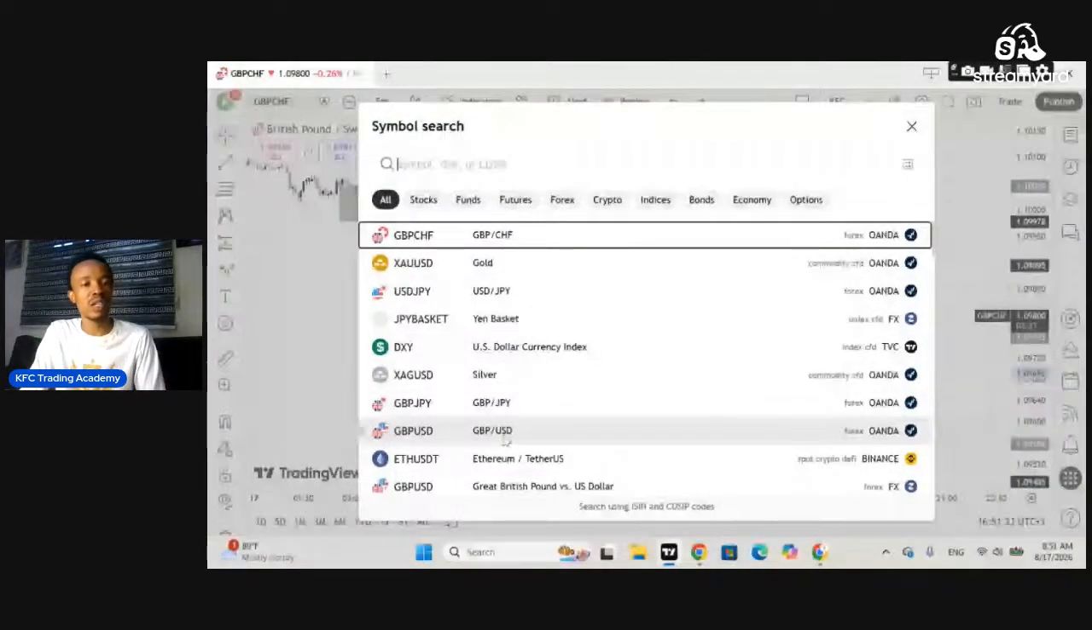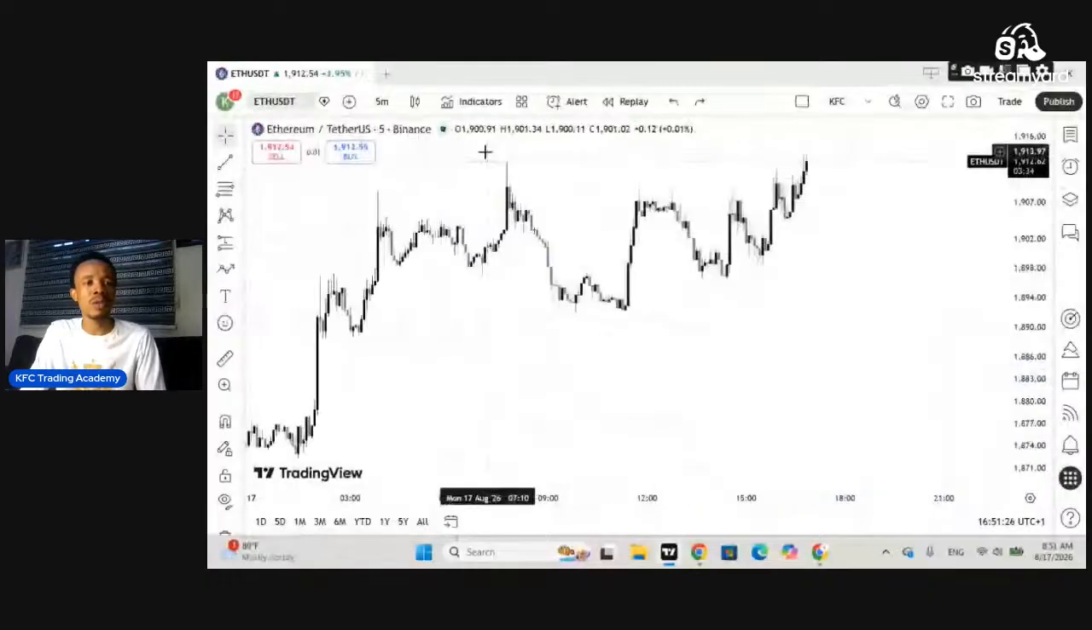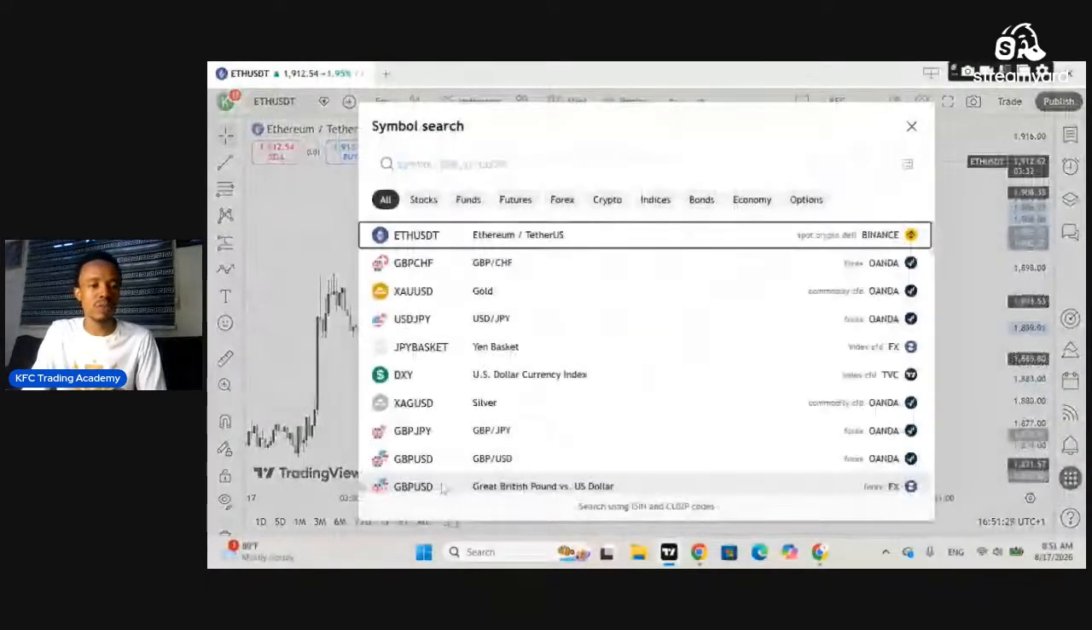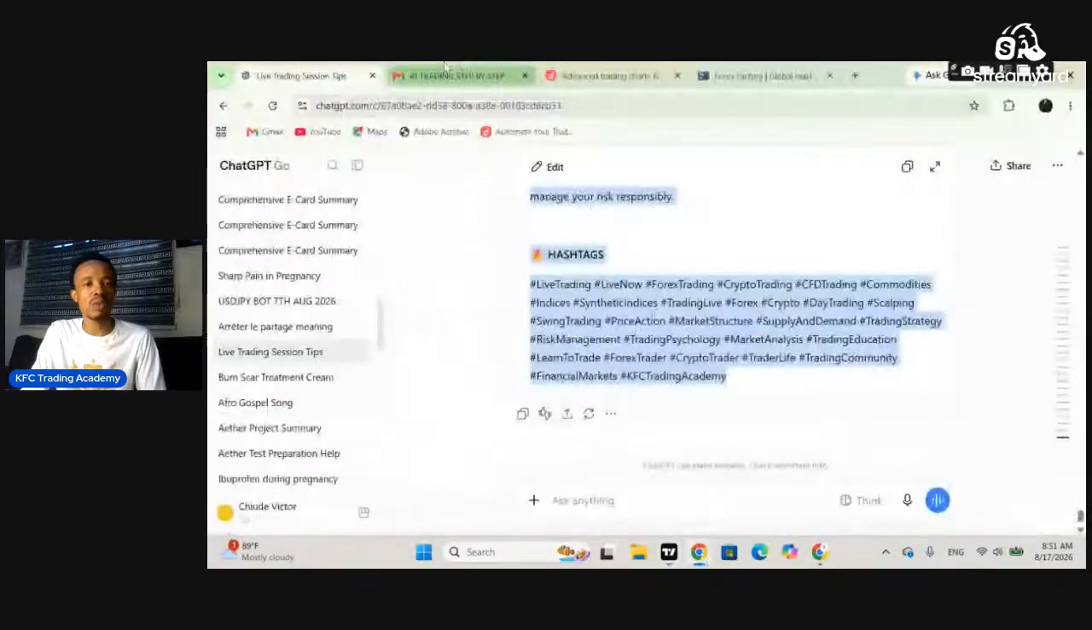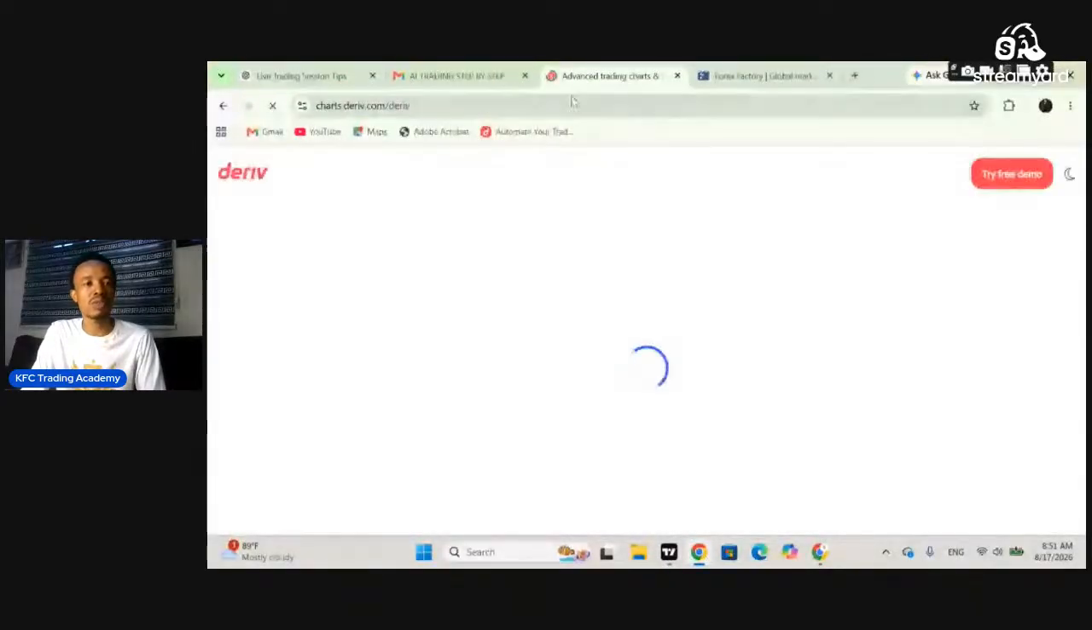I've not yet analyzed Ethereum, but if you look, you see it's bullish. Same thing with Bitcoin. So I think that's basically all I'm going to take on Forex, crypto, CFDs, and stocks.